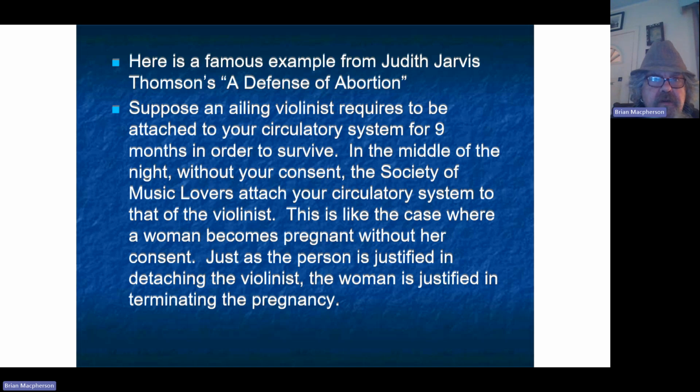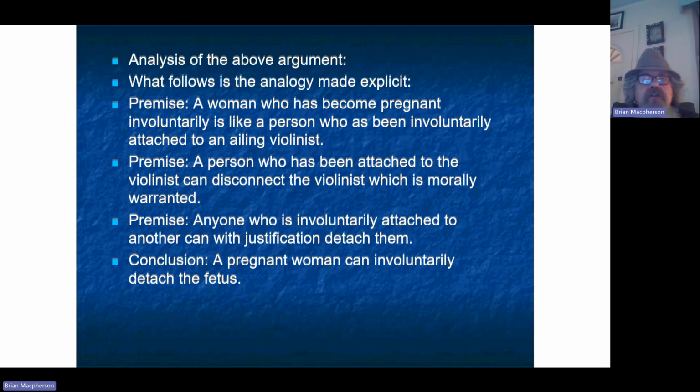That's the gist of the analogy. Okay. Now let's do an explicit analysis of the above argument. Let's put it into schematic form so we can verify that it's a bona fide analogy. So what follows is the analogy made explicit.